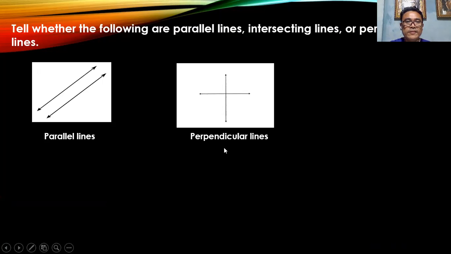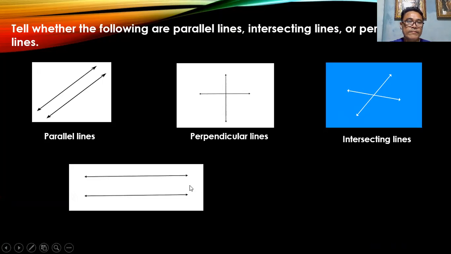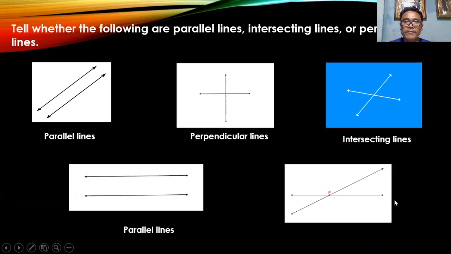The answer is perpendicular lines. Number 3. Intersecting lines. Number 4. The answer is parallel lines. Number 5. It is intersecting lines.